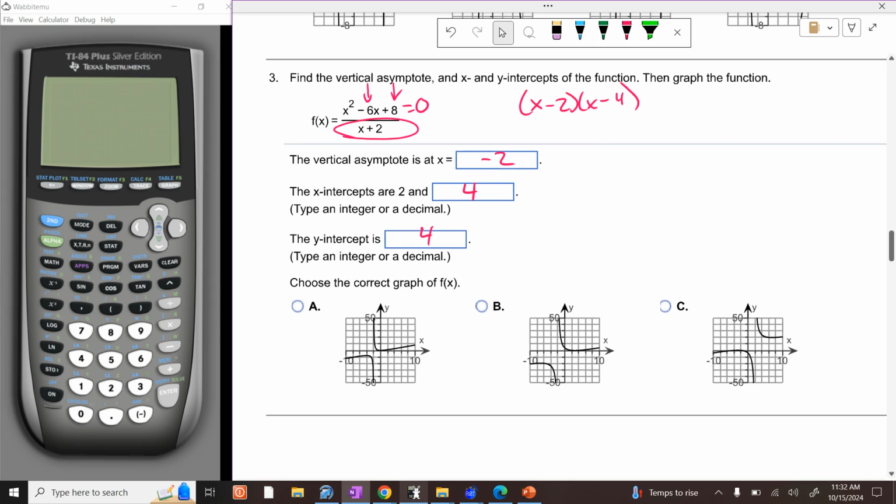So vertical asymptote at -2, so it's not C, so it's one of these two. And x-intercepts at 2 and 4. It's really hard to see x-intercepts here. Kind of looks more like this one. And then a y-intercept at 4. Yeah, it looks like choice B.